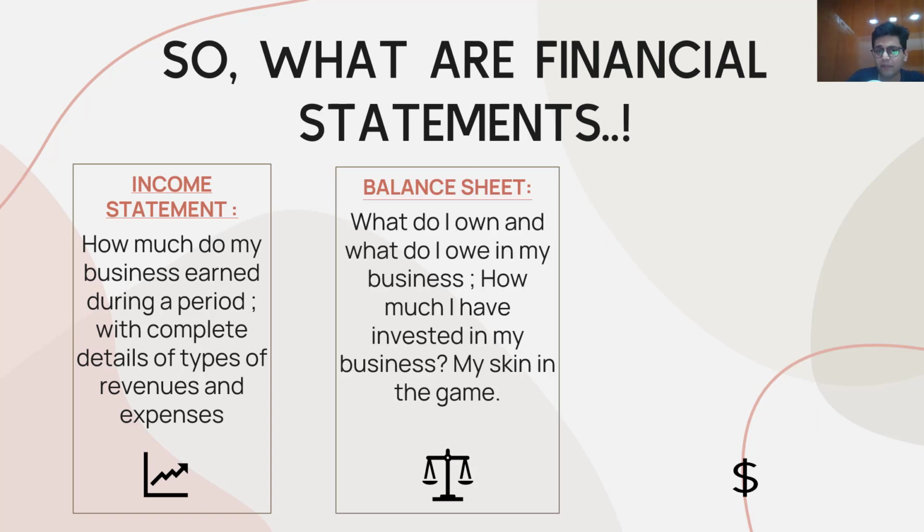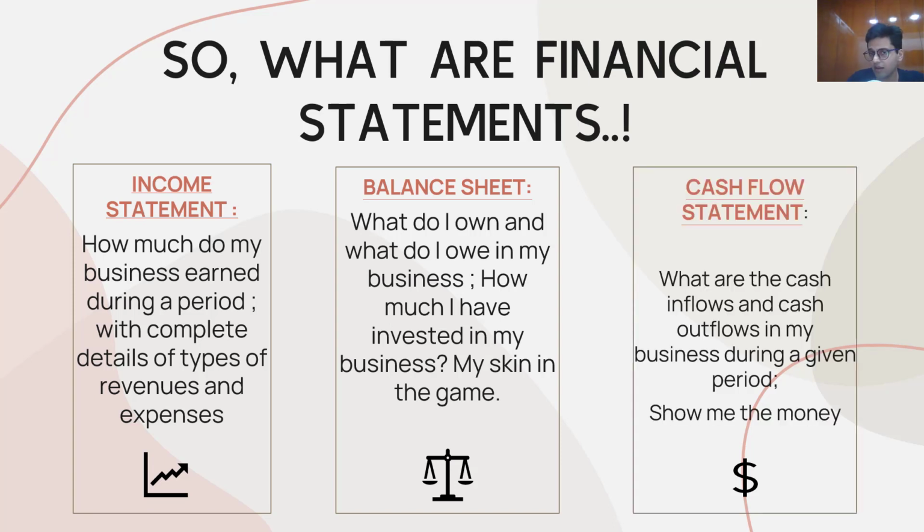The second one is the balance sheet. Balance sheet says what I own and what I owe in my business. Basically, every business has two things, assets and liabilities. In liabilities, we have two ways to fund the business, debt and equity. So basically, the balance sheet tells you how much money you have put in the business as equity, that is your skin in the game, and how much you have borrowed from others, that comprises liabilities, and those liabilities fund the assets of the business. Later in the course, we will discuss each of these financial statements in detail.